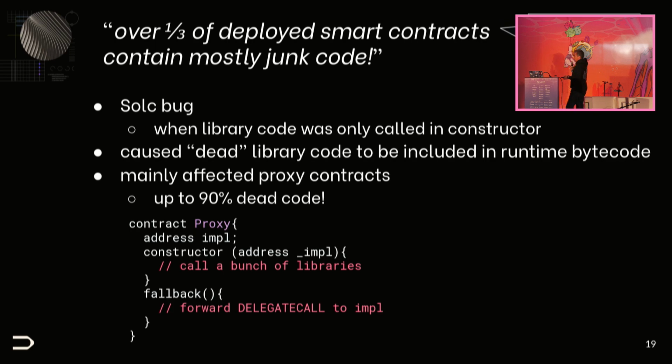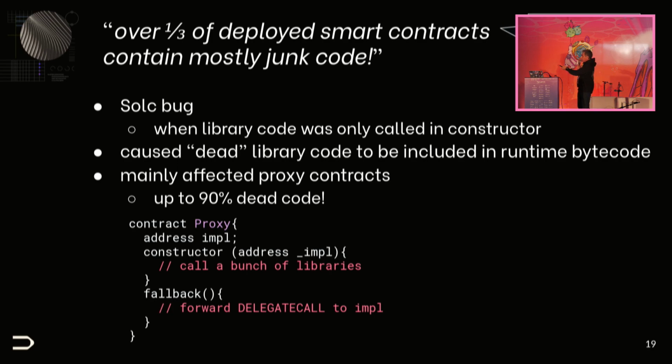And this is particularly important for small contracts like proxies. If you have little proxies that basically have this shape here, and I don't have a pointer, it seems, they have a constructor that calls a bunch of libraries, but then they have code that just forwards to an implementation, and they never need these libraries again.